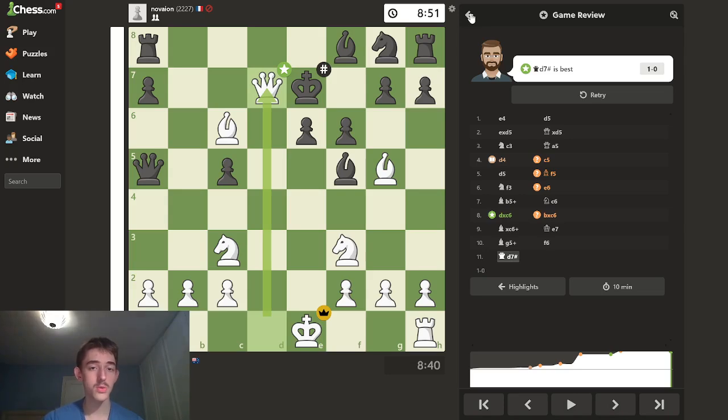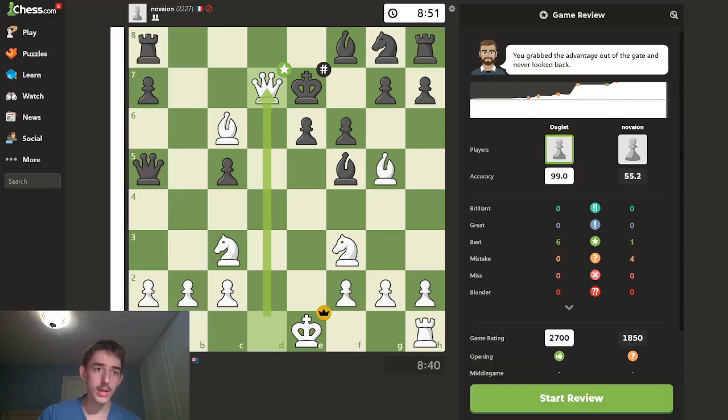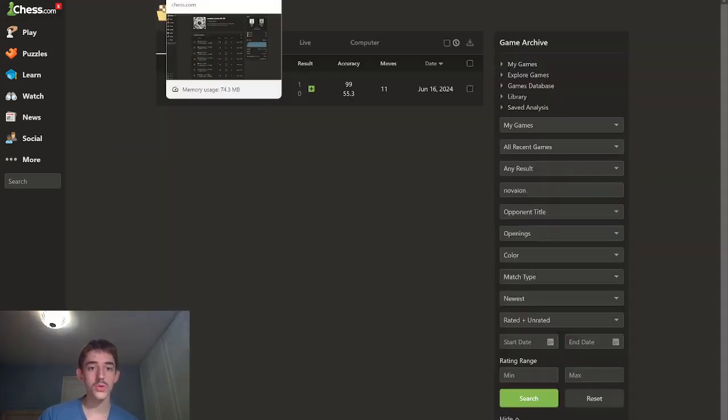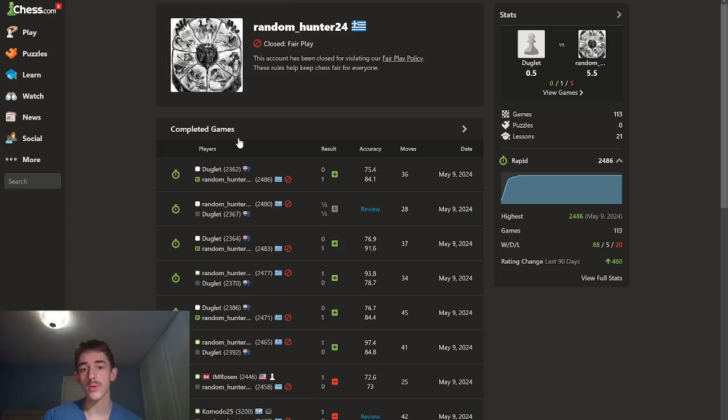So that's another thing to watch out for, where if they have some games where they're playing absolutely brilliantly, and then other games where they're just hanging all their pieces and getting checkmated within the first 11 moves. And now that sort of leads on to the next thing that I would like to say, which is definitely time control usage, like in this account here, which only plays rapid chess.